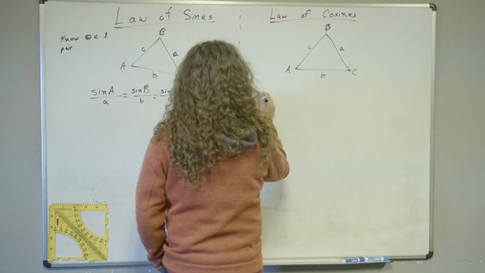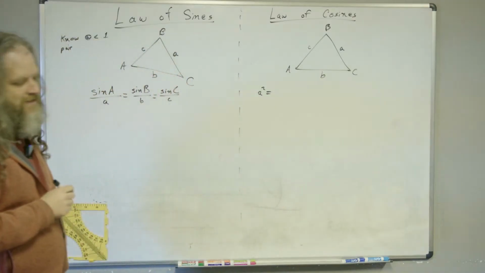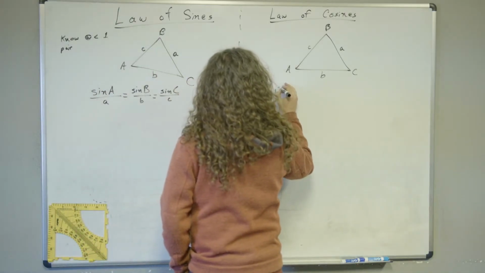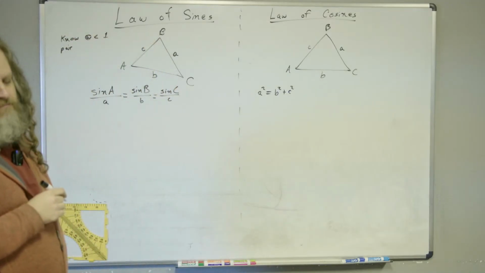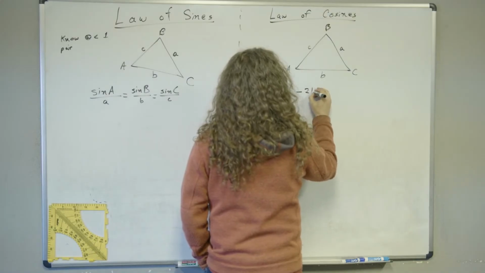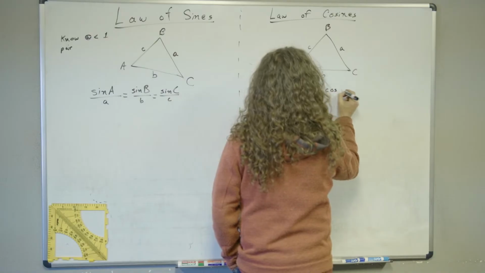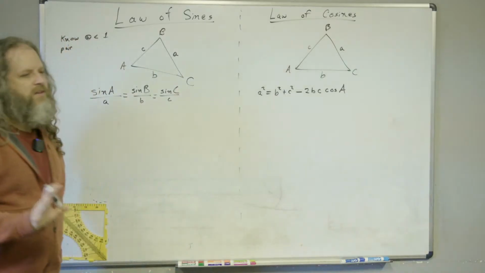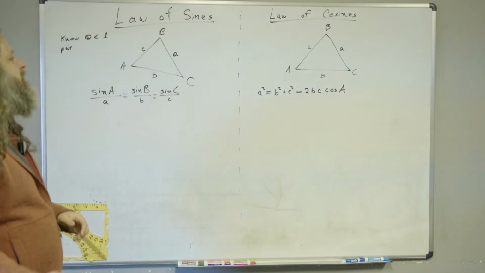So law of cosines says that a squared equals b squared plus c squared minus 2bc times the cosine of angle A. Okay, you're like, what the heck? That's a lot. It's going to be hard to remember all the things.